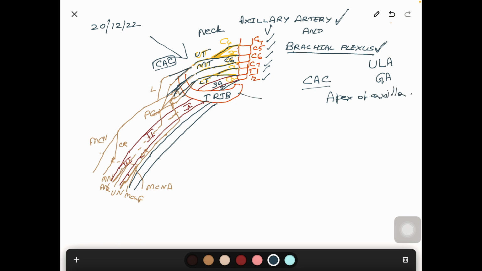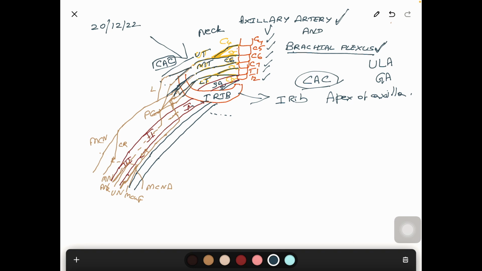It is bounded medially by the first rib, and in front by the clavicle. I have not put the clavicle here. So in front by the clavicle and behind by the scapula. So all this division stage takes place in the cervicoaxillary canal, as we have seen.